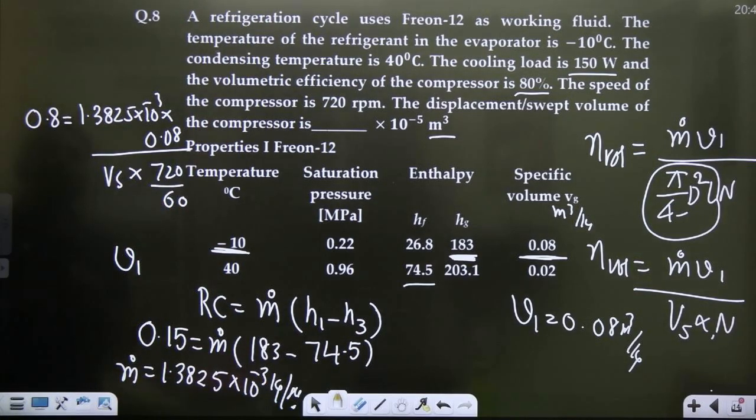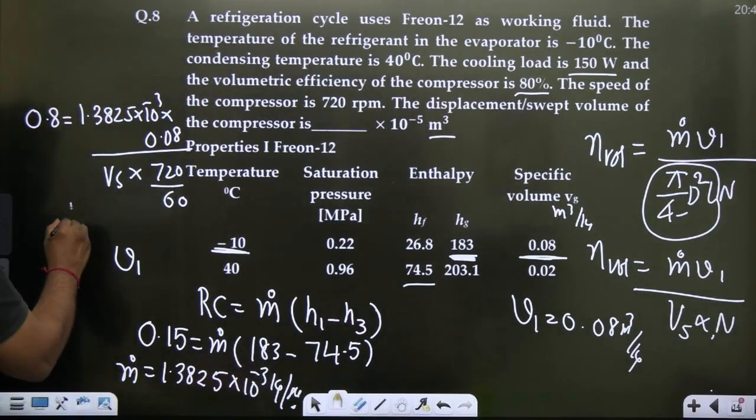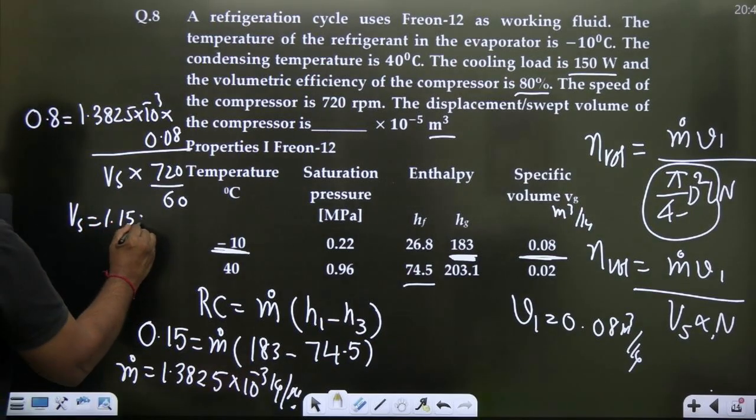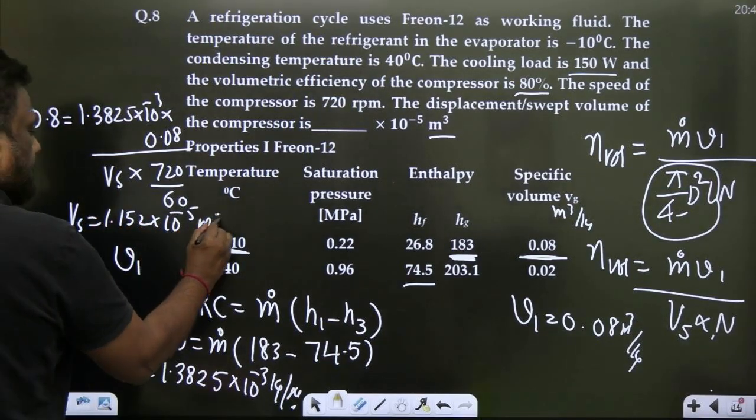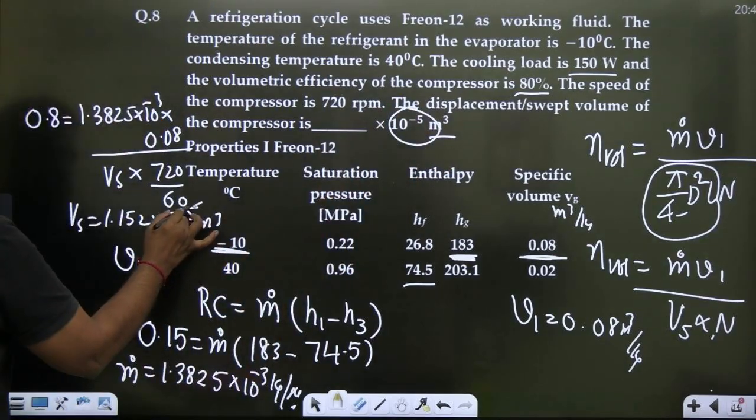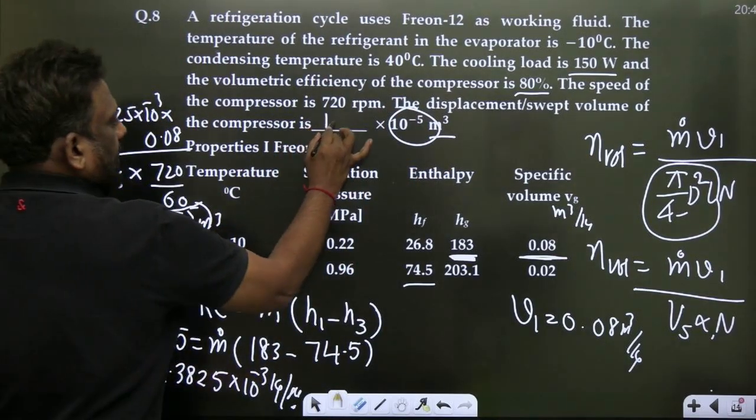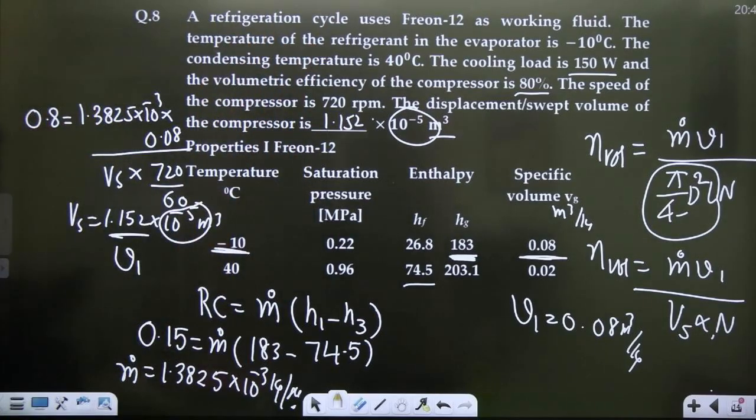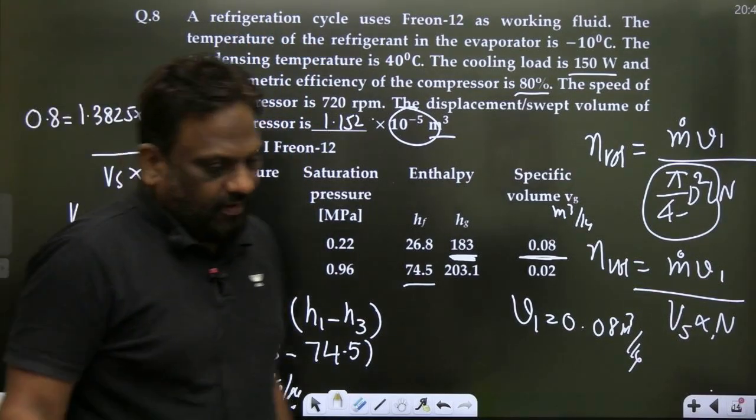Let me calculate, sir. 1.3825 into 0.08 into 60 divided by 0.8. So I'm getting the Vs value as 1.152 into 10 power minus 5 meter cube. Already 10 power minus 5 is given, so the answer will be 1.152. It is the correct answer, 1.152.